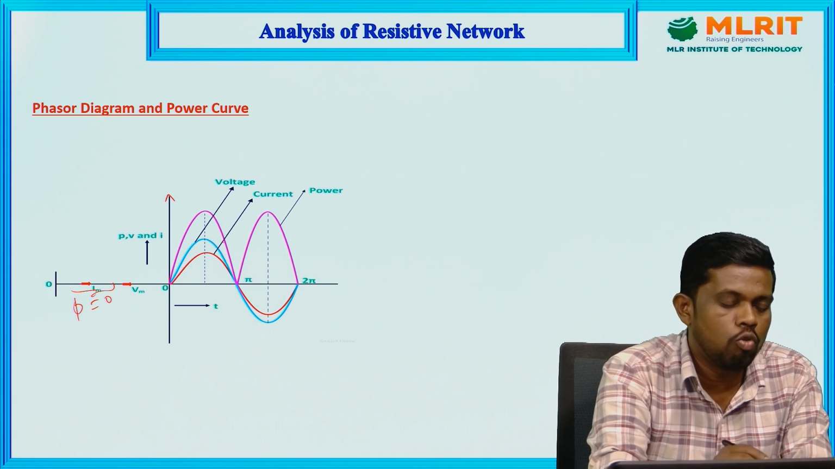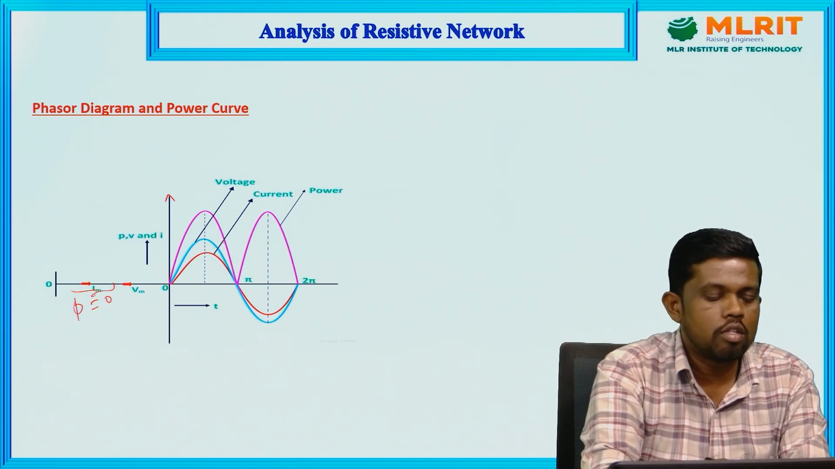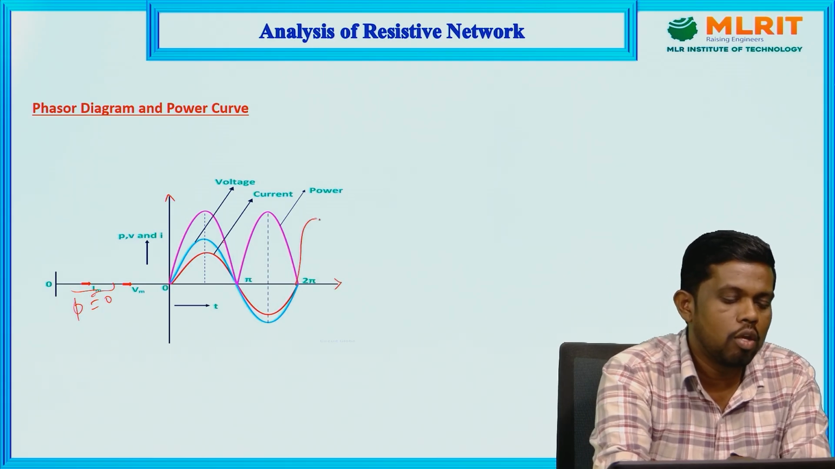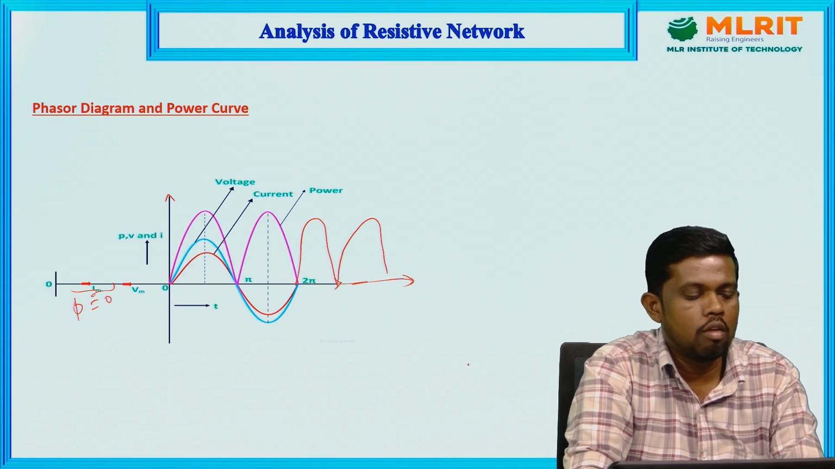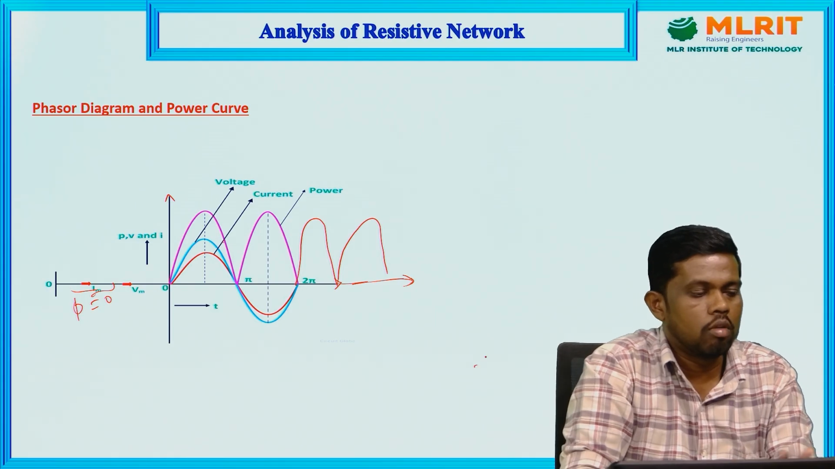This is for one complete cycle. If we consider the other half cycle, we get the same thing. This is the power of the other half cycle, and the power of one more half cycle. Like this we will get it. It is the squaring of the signal.